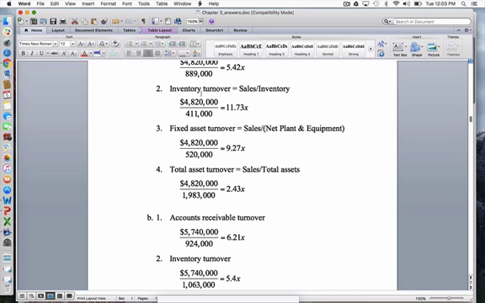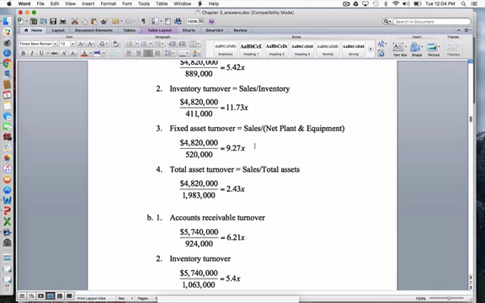Inventory turnover, first year, we have 11.73 times, and in year 2 it actually goes down by half. What does it mean? For whatever reasons, it can be economy, slowdown in the industry, we have a reduction in inventory turnover. You don't sell your inventory as fast.